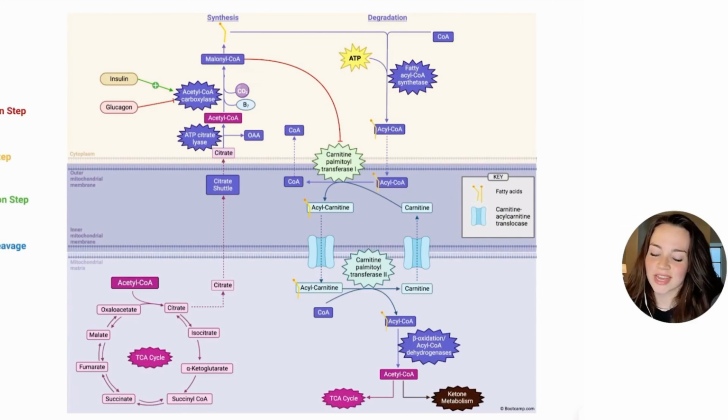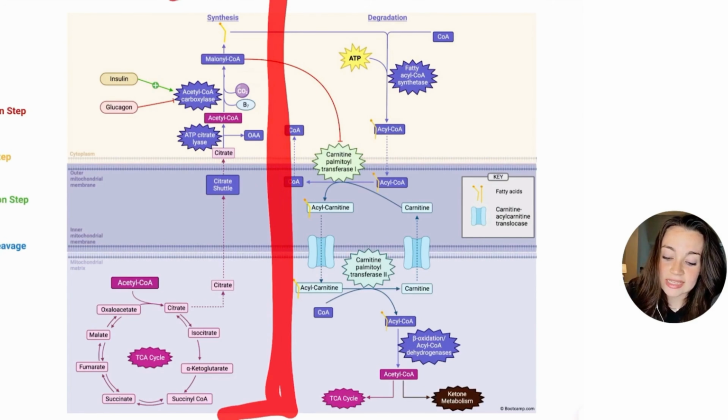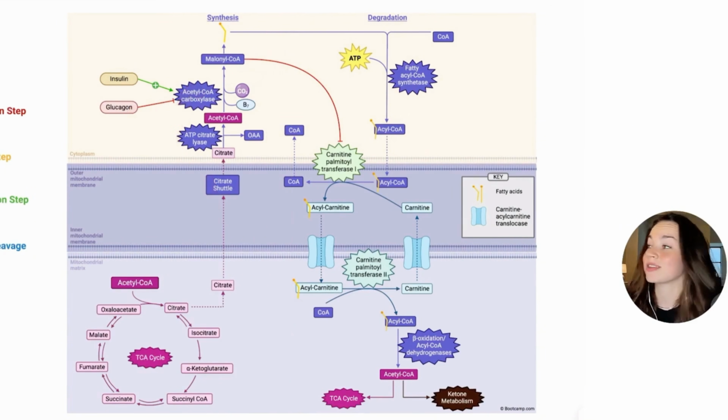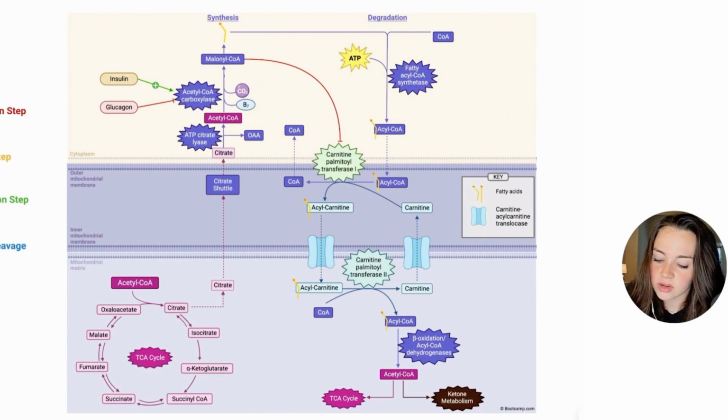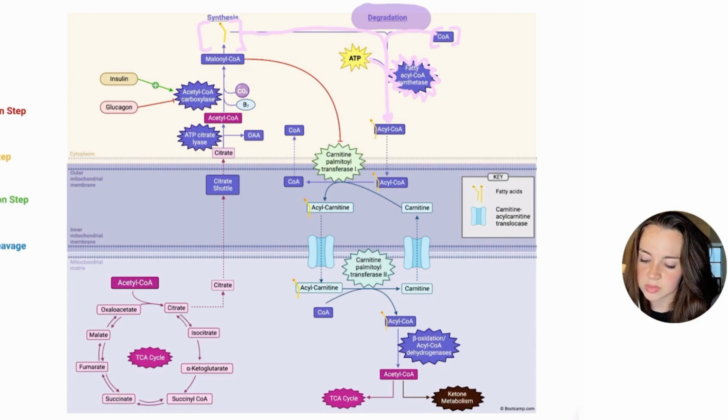So this is a massive diagram of fatty acid metabolism. And on the left half of the image is fatty acid synthesis, which we're not talking about today. We'll talk about that in the next video. We're going to take a look here at the right half of the image, which is focused on fatty acid degradation. Our first step is to take this fatty acid and conjugate it to a CoA group to basically activate it. So this enzyme right here, fatty acyl CoA synthetase, is going to combine this fatty acid with a CoA to form a fatty acyl CoA, and we're going to use up some ATP in that process.